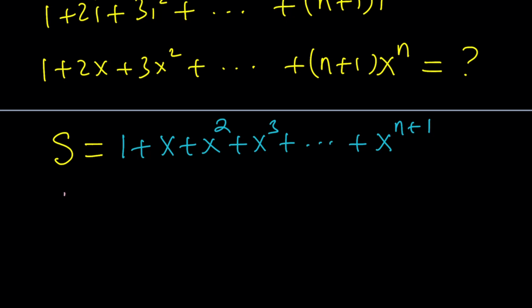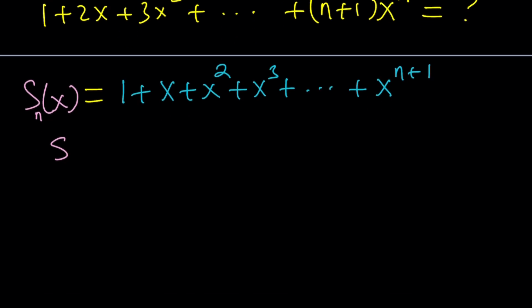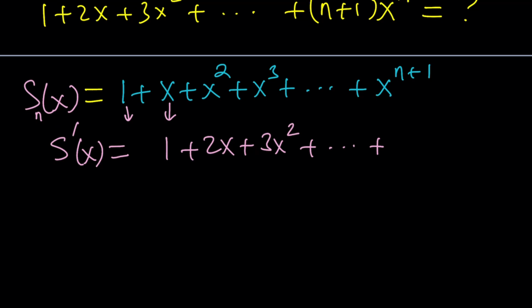So if you differentiate this expression, by the way, we could also write this as S of x, meaning that this is a function of x. Sometimes people are going to put a little n here, S sub n of x, which means n is also in the equation, okay? That represents the last term. So if you differentiate this, derivative of 1 is 0, derivative of x is 1, and then keep differentiating, you're going to get something like this. And this is just awesome. You know why? Because it gives us the original sum, which we are trying to evaluate.